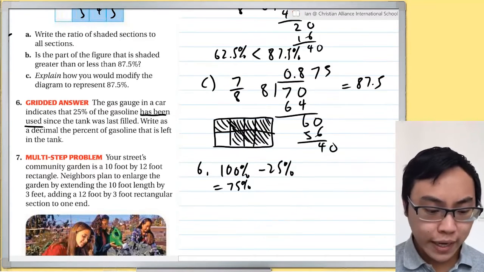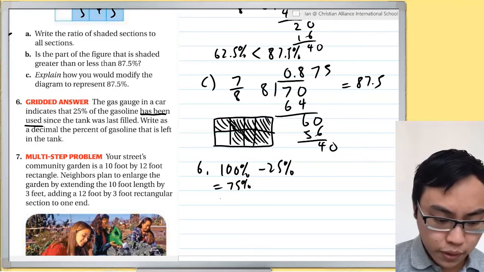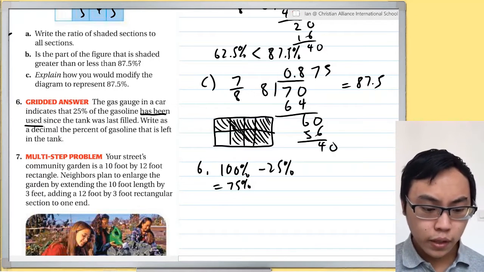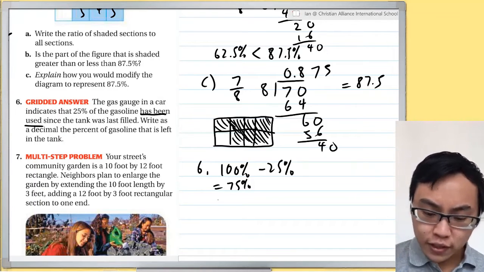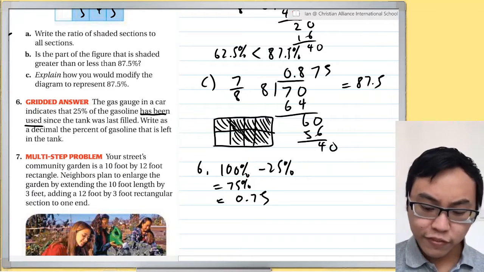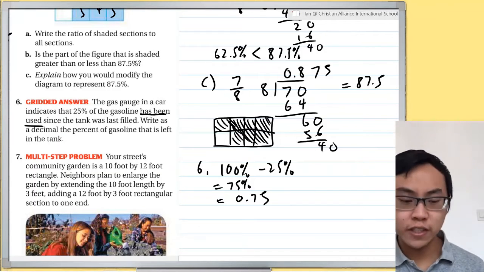Then we write that as a decimal. As a decimal, the percent of gasoline that is left is going to be equal to 0.75 of the gasoline tank left in the tank.